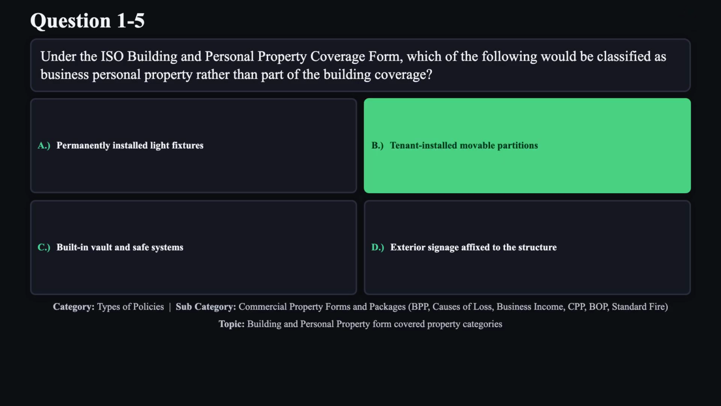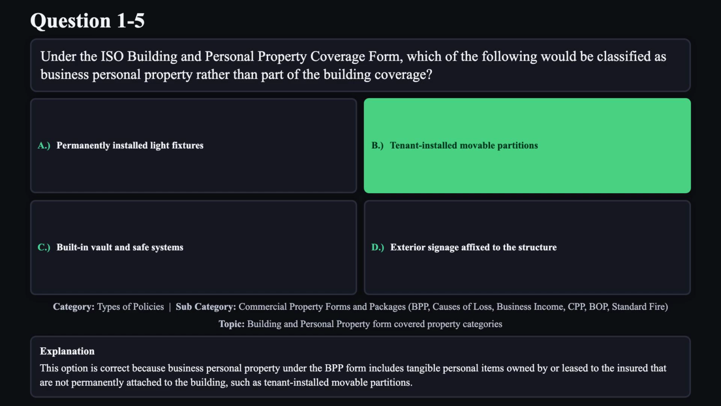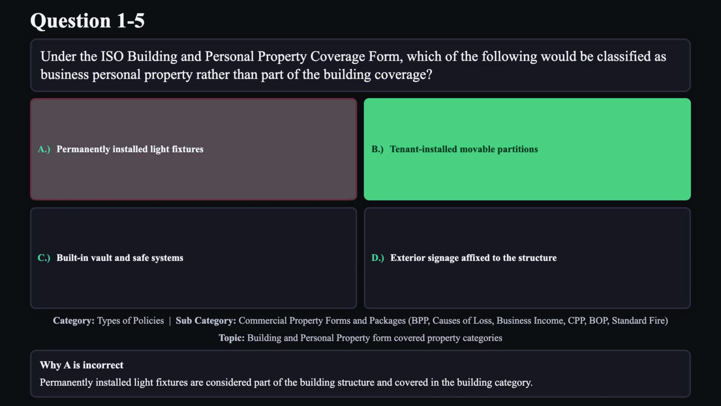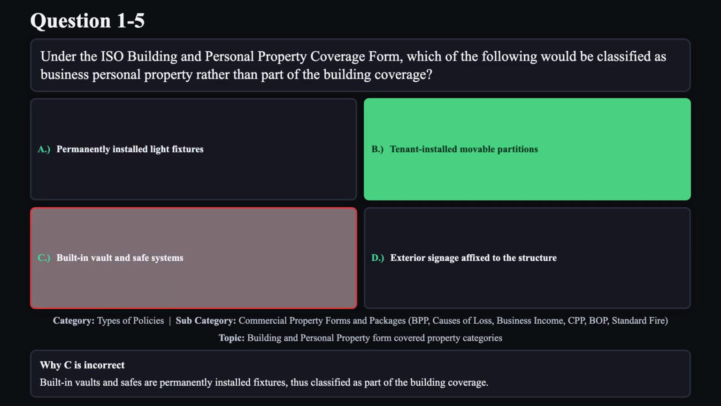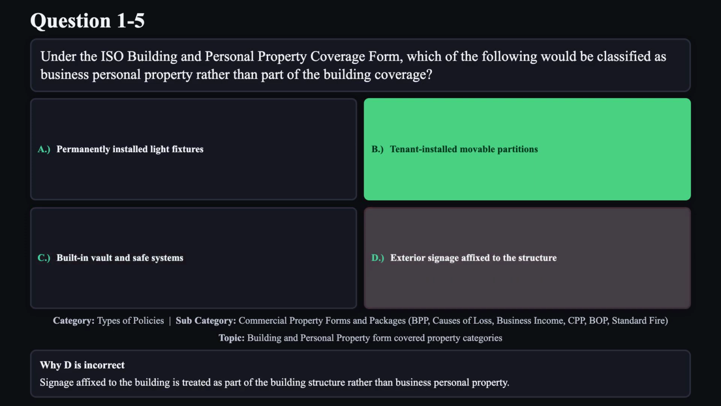The correct answer is B. This option is correct because business personal property under the BPICP form includes tangible personal items owned by or leased to the insured that are not permanently attached to the building, such as tenant-installed movable partitions. Reason A is not correct. Permanently installed light fixtures are considered part of the building structure and covered in the building category. Reason C is not correct. Built-in vaults and safes are permanently installed fixtures, thus classified as part of the building coverage. Reason D is not correct. Signage affixed to the building is treated as part of the building structure rather than business personal property.